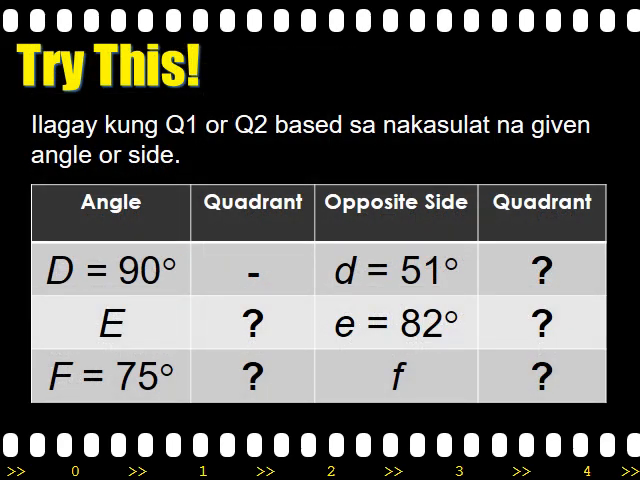Okay, so try natin to. So, ilagay kong Q1 or Q2 based sa nakasulat na given angle or side. Okay, so magiging batayan nito yung value ng inyong side, at saka yung value ng inyong angle. So, ang given natin, kung meron tayong triangle DEF, so yung angle D, siya ay 90 degrees. Ang opposite side niya is 51 degrees D. So, ibig sabihin, ito ang hypotenuse. So, ito pagbabatayan nyo. Anong quadrant siya? Tapos, kung ang given na side E is 82 degrees, anong quadrant kaya to? At kung ang given nyo is angle F na 75 degrees, saan quadrant nyo kaya makikita si side F?